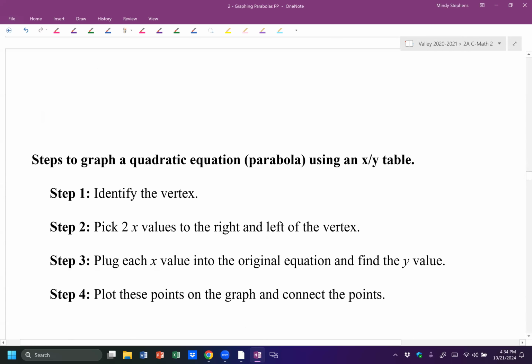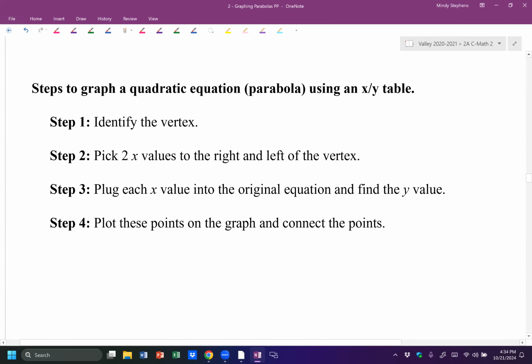So you have some steps at the top. This is what we're going to do to graph these. So first of all, we're going to find the vertex, which we've done before. That's what we did on the assignment last time. Then you're going to pick two x values on the right and left of your vertex. And then we're going to plug those x values into the original equation to find the y value. And then we plot the points on the graph and connect the points. So let me just show you what that's going to look like.